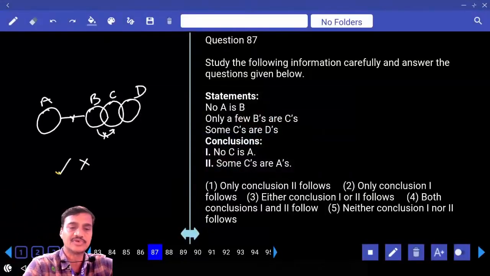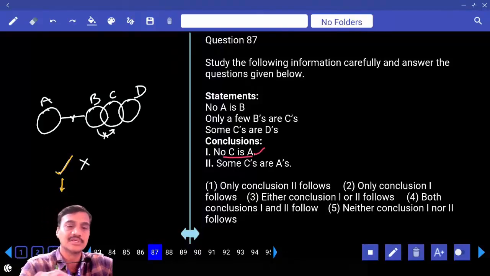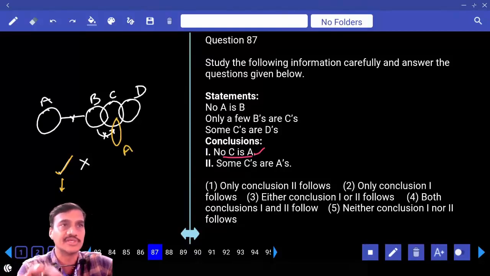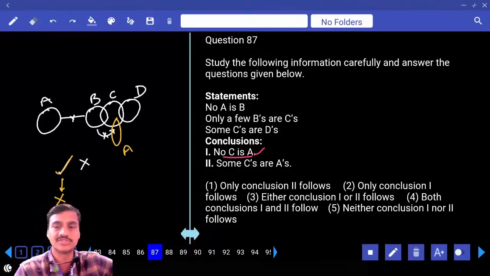Now, as the first one is a negative conclusion, we need to go for an alternate diagram. To make this one false, I need to draw a complementary pair. What is a complementary pair? Some C's are A's, so C and A must intersect. Now tell me whether I can write A like this or not. Yes. By doing so, I have proven a case where some C's are A, so choice 2. If some C's are A, no C is A will become false. Clear? No C is A is false.